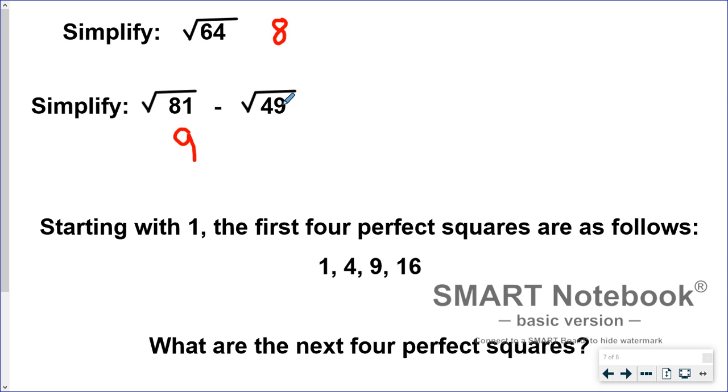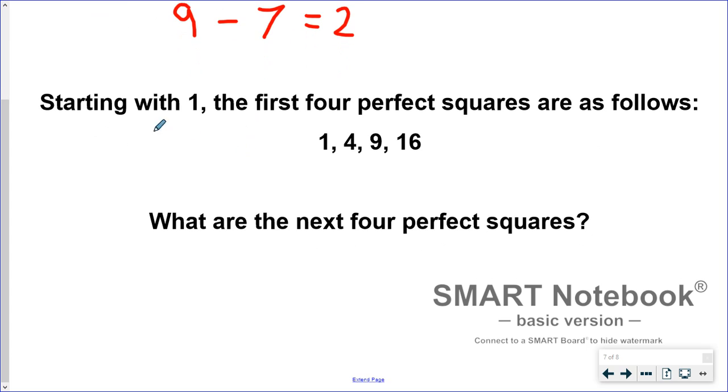So I'm going to do the same thing here. What's the square root of 49? I got to ask myself, what number, when I multiply by itself, is going to give me 49? And that's going to be 7. So the square root of 49 is 7. So what I've done is I've undone the square roots first. Now I'm going to go ahead and subtract. The square root of 81 was 9. The square root of 49 is 7. Now let's subtract this: 9 minus 7, and the answer is going to be 2. Okay, so make sure you undo the square roots first before you do any addition or subtraction today.